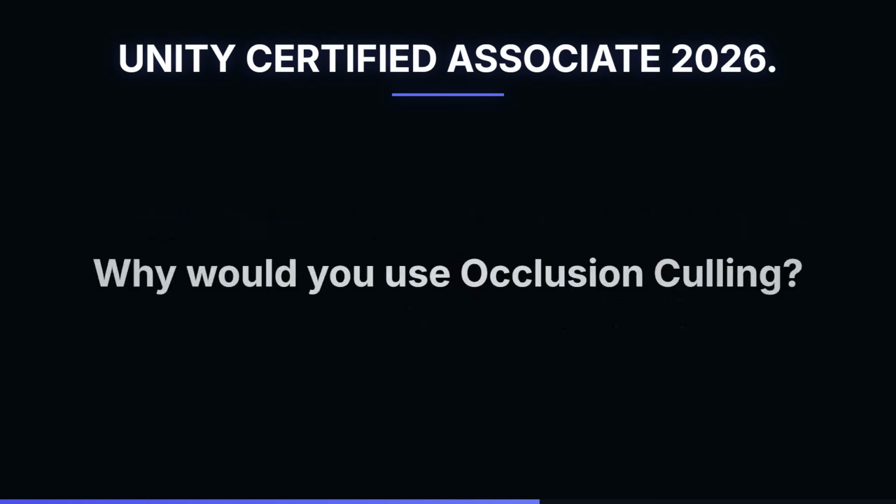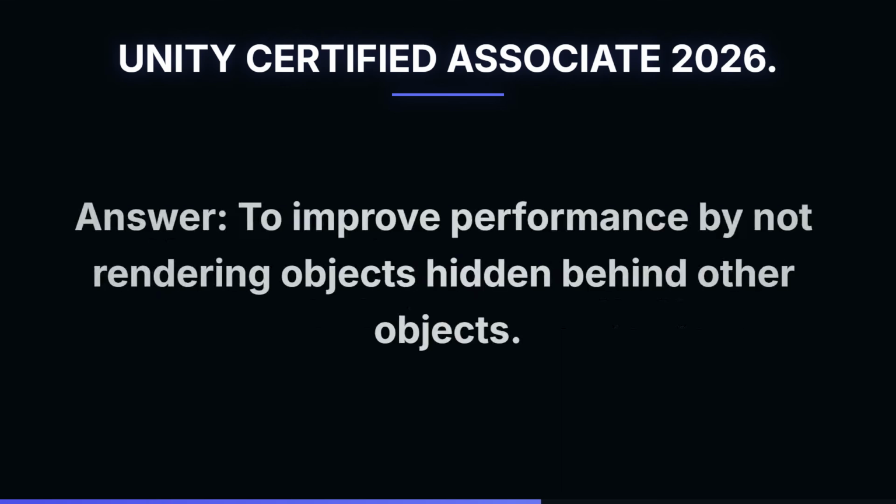7. Why would you use occlusion culling? Answer: to improve performance by not rendering objects hidden behind other objects.